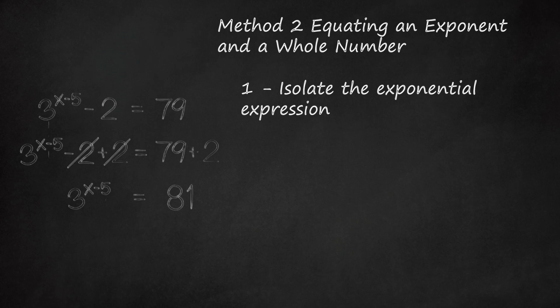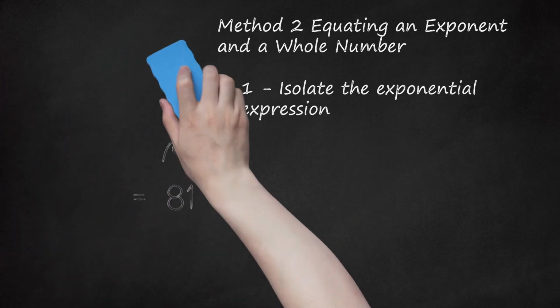For example, if you are trying to solve 3^(x-5) - 2 = 79, you first need to isolate 3^(x-5) by adding 2 to each side of the equation. 3^(x-5) - 2 = 79. 3^(x-5) - 2 + 2 = 79 + 2. 3^(x-5) = 81.